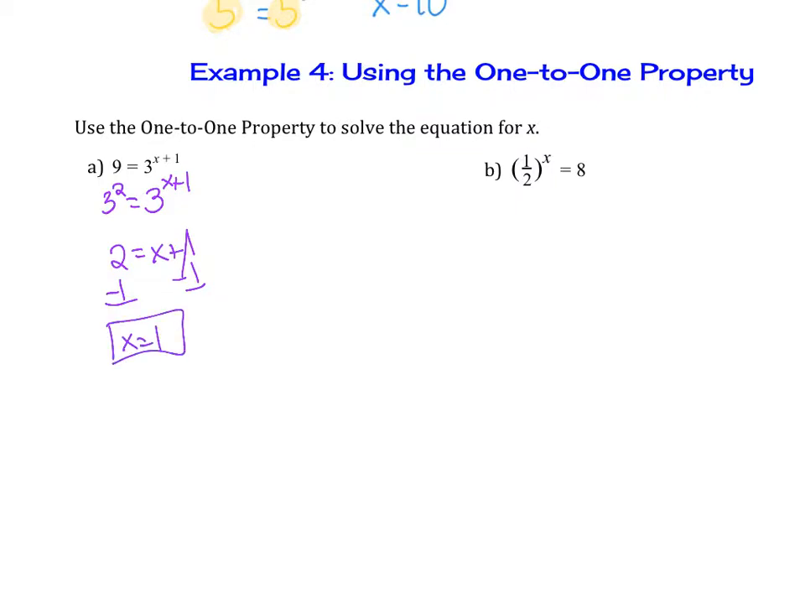For example B, it's close again. We have 1 half raised to the x equals 8. So 1 half we can write as 2 to the negative 1, and then we multiply it times the exponent of x, and that equals 8. Well, we could change 8 to 2 cubed. Now the exponents are equal, so we have negative x equals 3, or x equals negative 3.